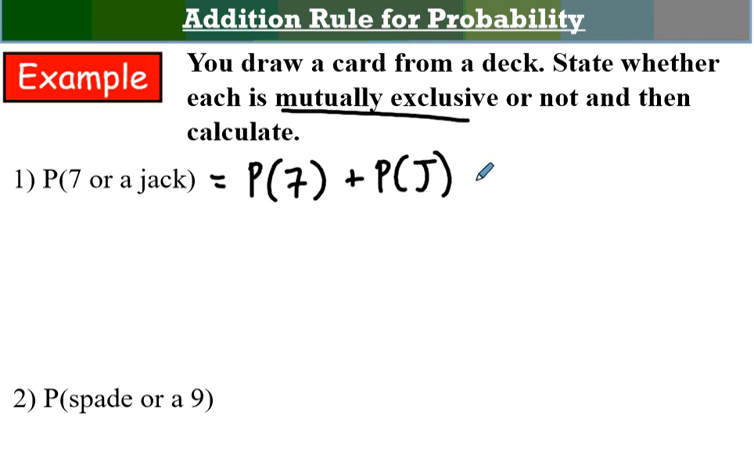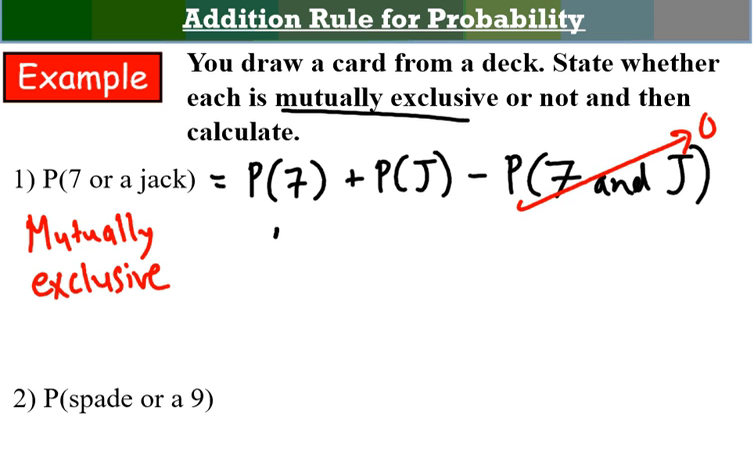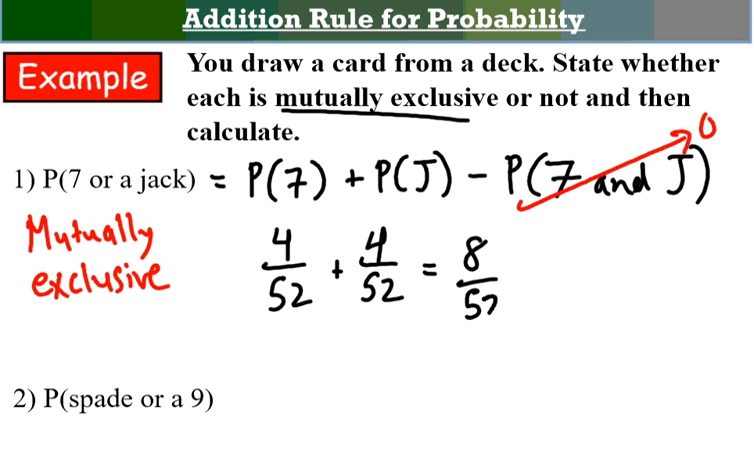I could subtract off the probability of getting a 7 and a jack if I wanted to, but like I said, that's going to be 0, because this is mutually exclusive. So I don't really need to do that. Probability of getting a 7 is 4 out of 52. The probability of getting a jack is 4 out of 52, and that is 8 out of 52. If you want it as a decimal, just because percentages maybe are easier to conceptualize, it turns out to be around 15%.